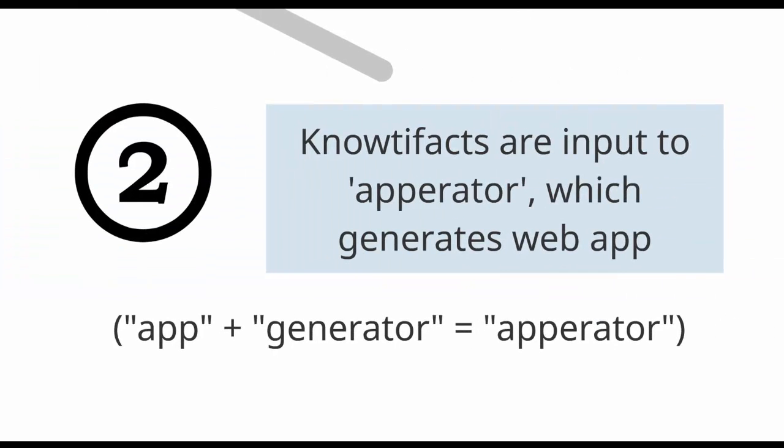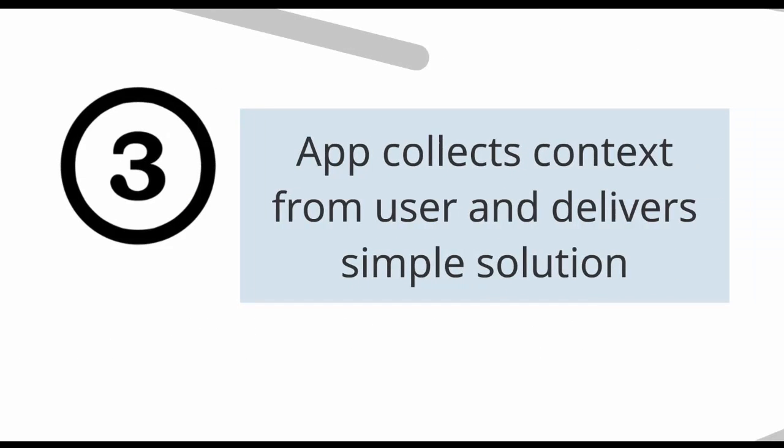Then knowledge authors would input the notefacts into an apparator, a software generation tool that uses the predefined notefacts to create web applications that can run on any device, including mobile devices. These web apps will transform the expert knowledge into customized solutions for users. When users run the applications, they'll be asked the context questions necessary to hone the expert knowledge to fit the user's needs, and then the results will be delivered in the simplest form possible.